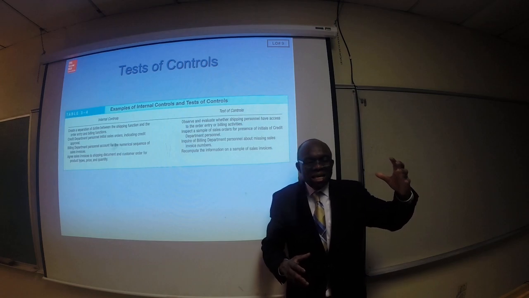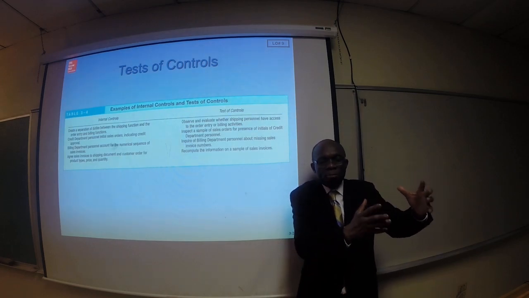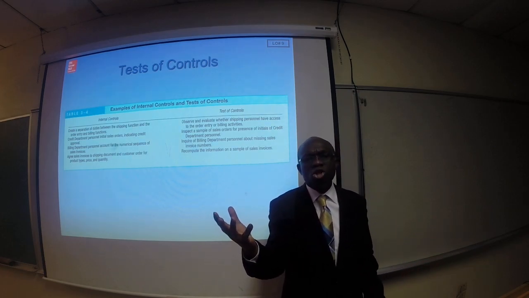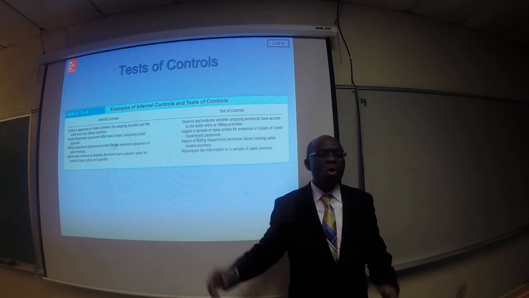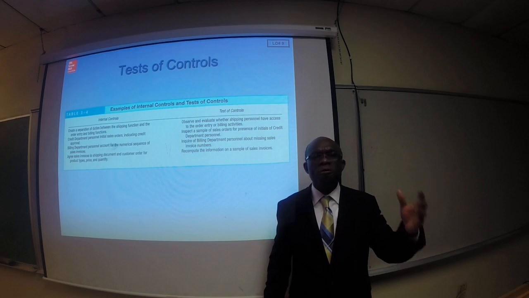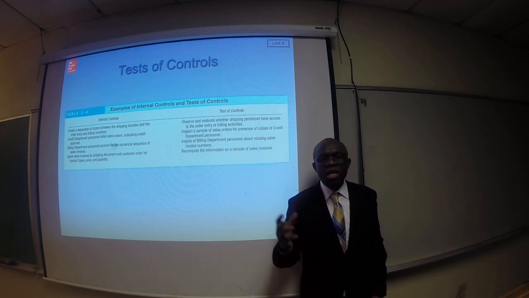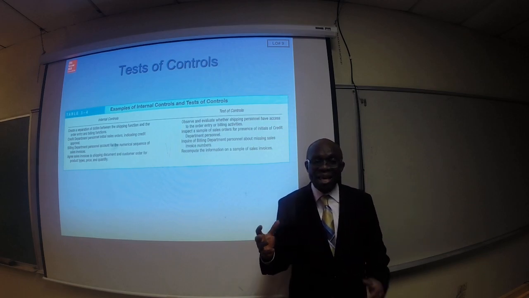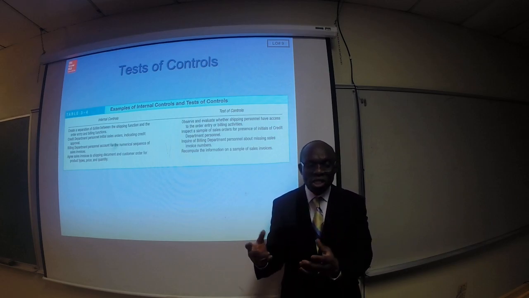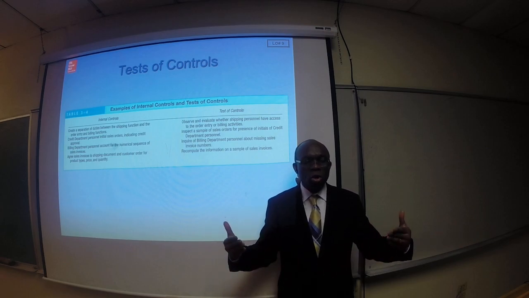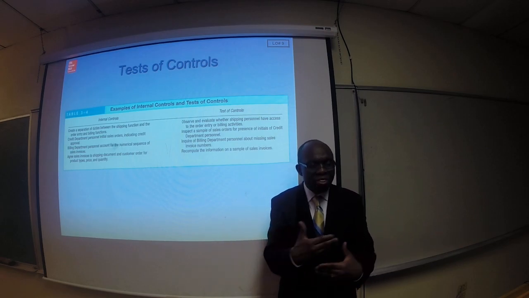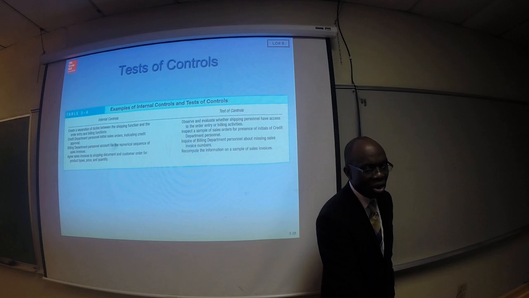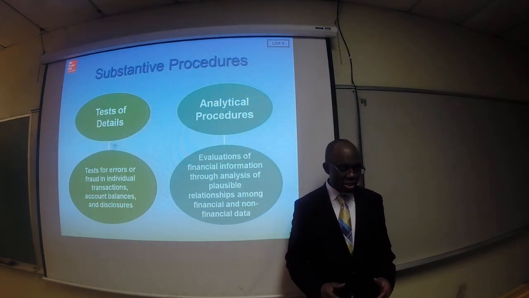So the client has those controls in place. Why? We want to make sure that if a customer places an order for XYZ, we are actually sending an invoice to the customer for XYZ. So we want to make sure that those agree. Now that is a control in place, and as an auditor, we might want to go ahead and take a sample of sales invoices, recompute the information to test whether this information actually agrees. So that is a test of controls.